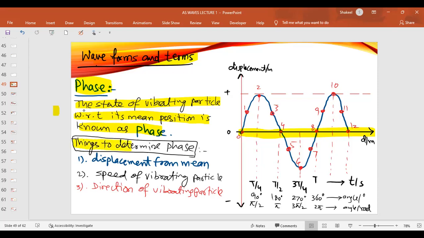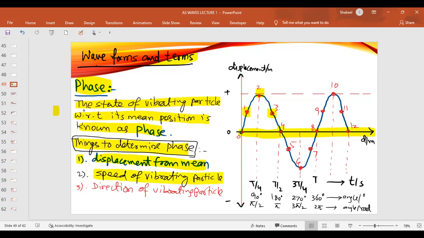So what are the things that can determine phase? There are three things. One is the displacement from the mean position. And you can see particle 1, particle 2, particle 3, and particle 4. All these particles are displaced from their mean position except for particle 4. And they have different displacements. Only particle 1 and 3 have the same displacement.